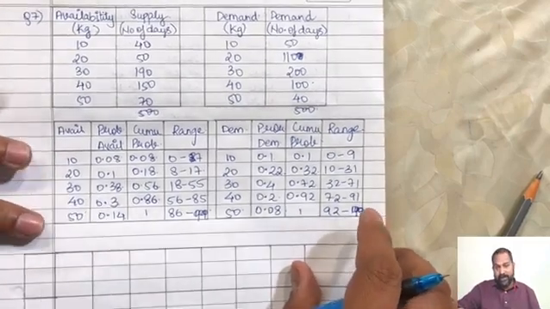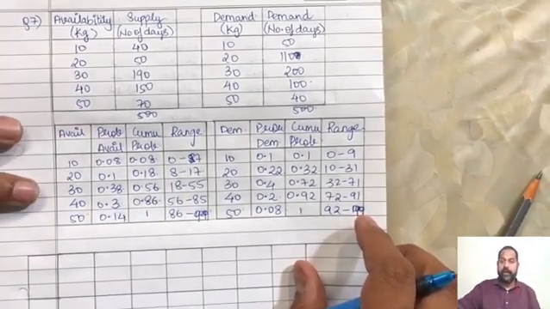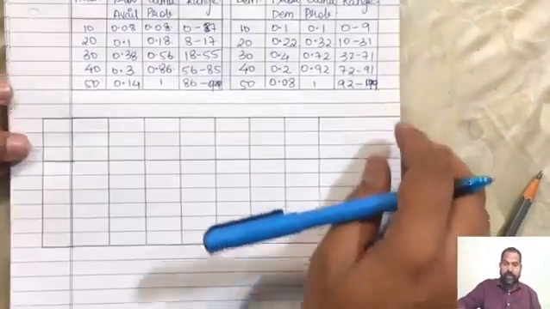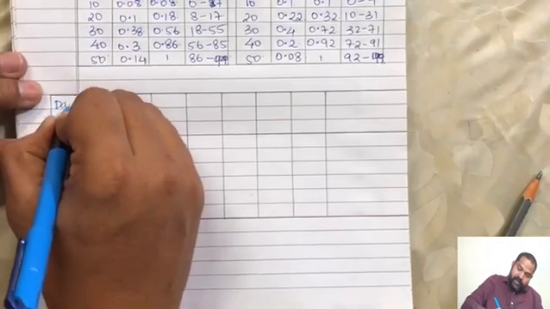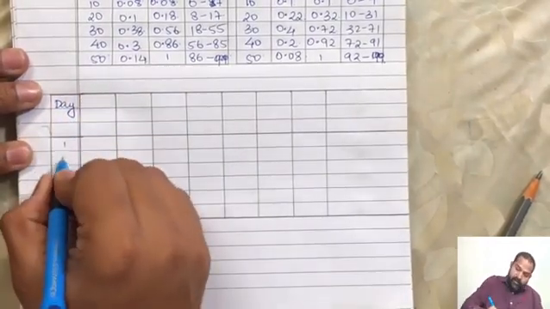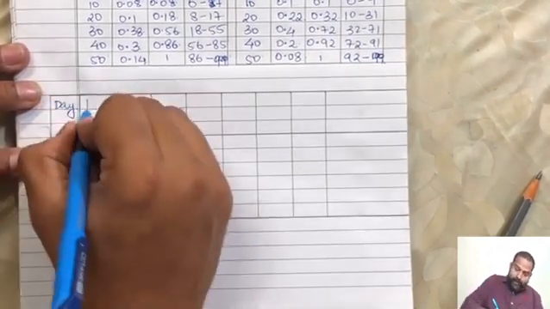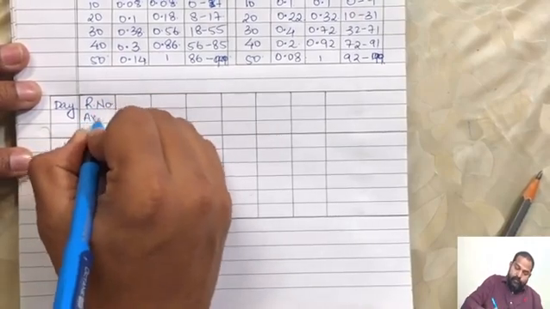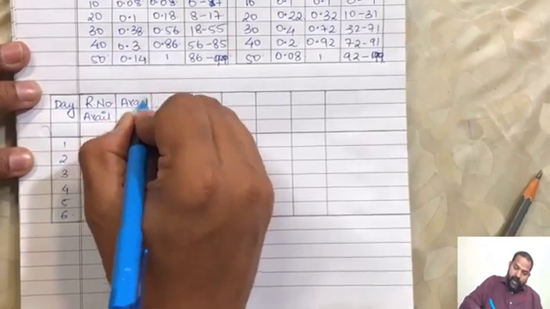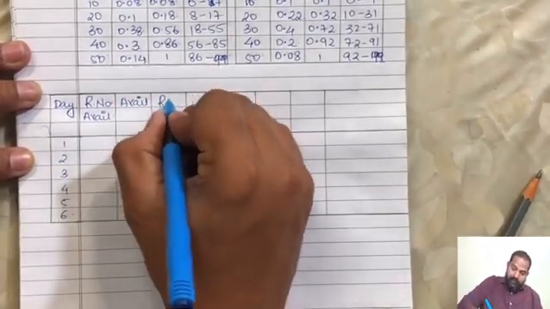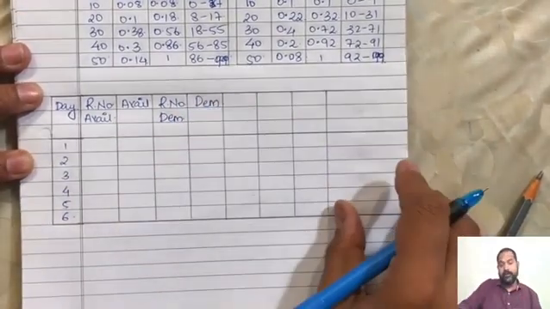What am I going to do? With the help of the random numbers now, I am going to predict what my availability is and predict what my demand is. So let's begin then. This is happening on a daily basis. So can I say this is day 1, day 2, day 3, day 4, day 5 and day 6. Random number for availability, that will give me an availability. Then I will have a random number for the demand, and that will give me a demand.